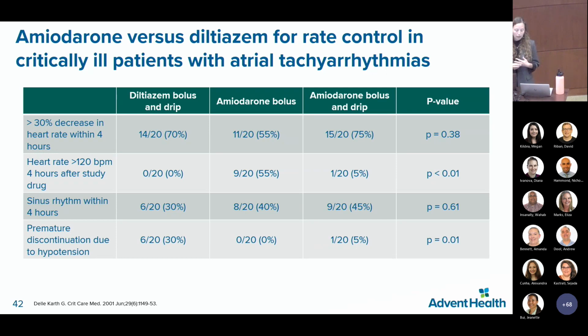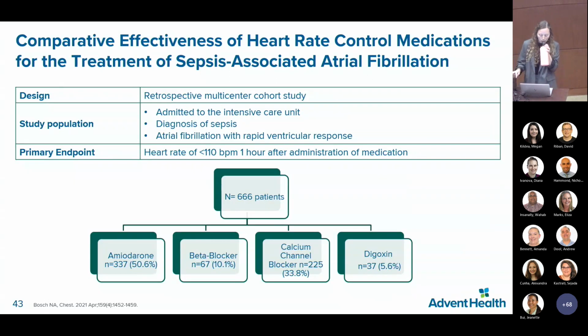So let's move on to compare the effectiveness of some of our other rate controlling agents. This was a retrospective multi-center cohort study that included patients admitted to the intensive care unit with a diagnosis of sepsis and atrial fibrillation with rapid ventricular response. The study used a heart rate of less than 110 beats per minute to define rate control. And patients were included if they were treated with IV AFib medication and had a rate that was greater than 110 at the time of medication initiation.